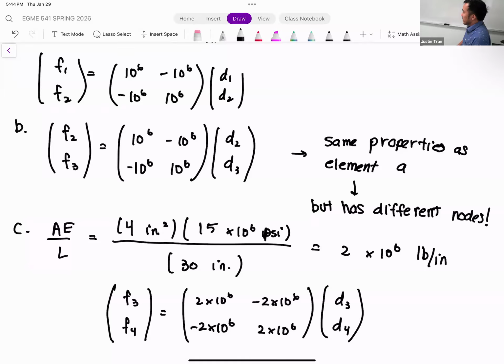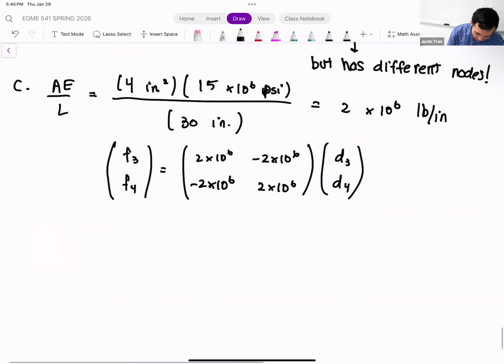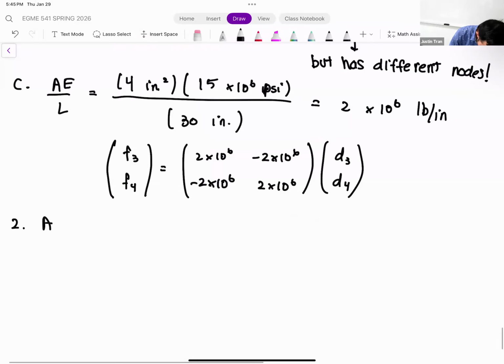All right, so that's all three of our element stiffness matrices right there. Any questions on how we got these matrices here? Okay. All right. So now that we're done with the element stiffness matrices, let's go ahead and assemble. Let's assemble this all into a single linear system so that we can solve.